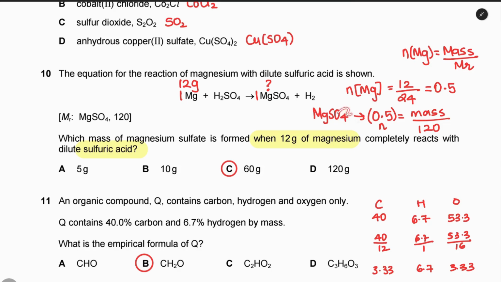Now we have to find the magnesium sulfate, but before that we must know the mole ratio of these two. So 1 mole of magnesium is reacting and giving out 1 mole of magnesium sulfate. So if I'm getting 0.5 moles for magnesium, I'm going to get the same for magnesium sulfate. So I'm going to write 0.5 mole. Again I'm going to use the same formula. Mass we do not know, we need to find the mass of magnesium sulfate, and the molar mass is given to us as 120. So if you multiply 0.5 by 120, you're going to get 60 gram.